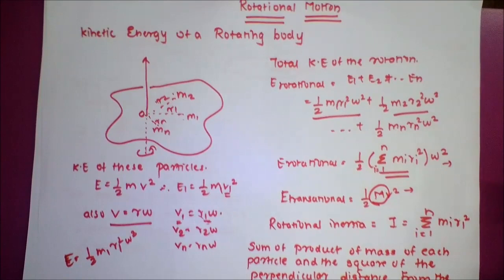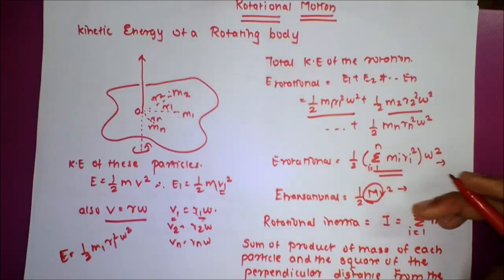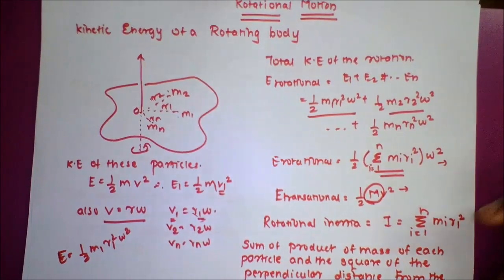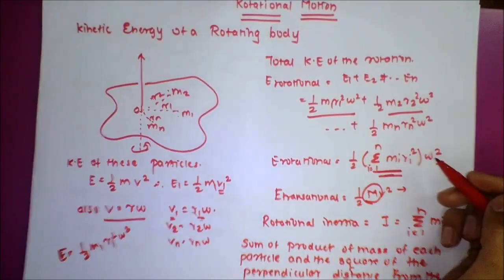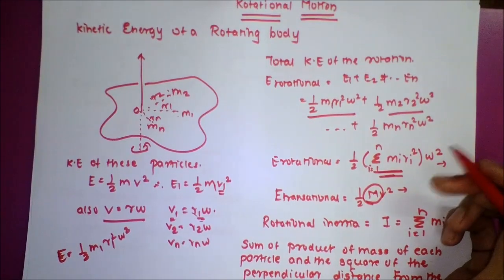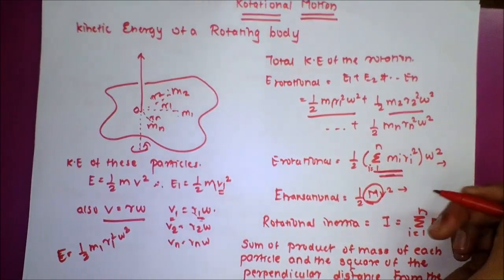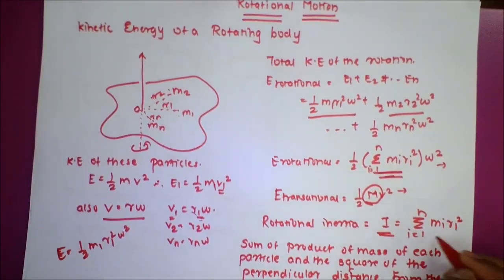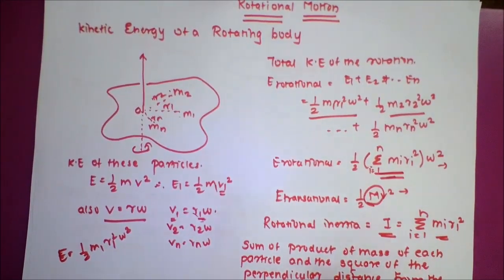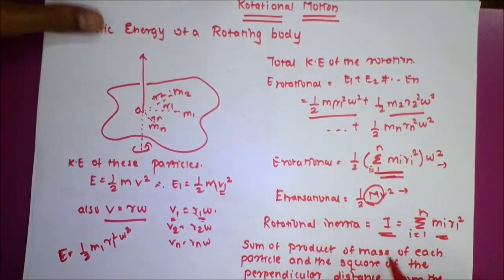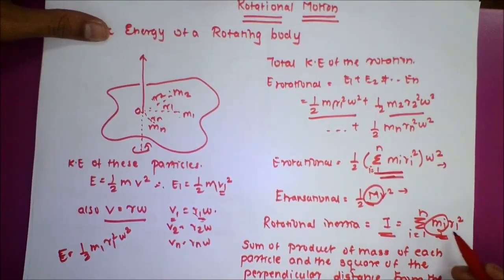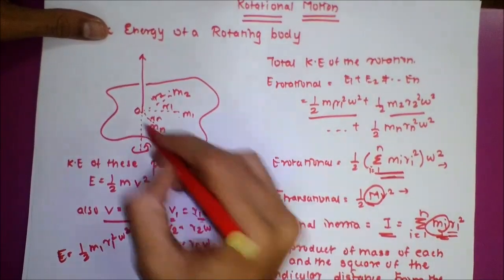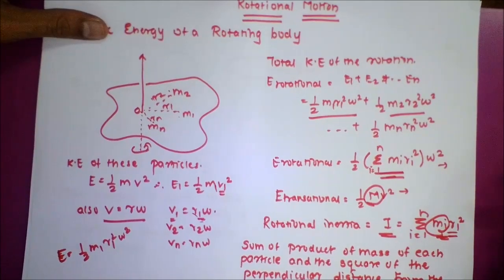In rotational motion, this quantity is analogous to the mass M in translation motion. Just as the mass m represents the translational inertia of the body, this quantity represents the rotational inertia, or moment of inertia, of the body. So the rotational inertia I equals the sum of mi ri squared, that is, the sum of the products of the masses multiplied by the squares of their perpendicular distances from the axis of rotation. That is the rotational inertia.